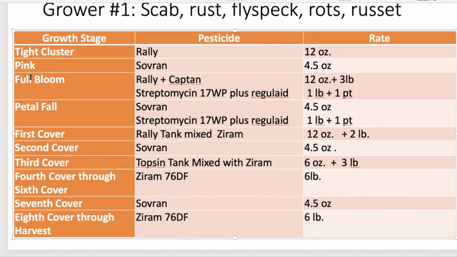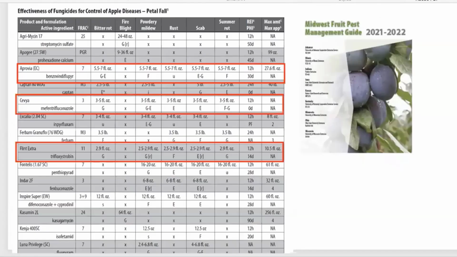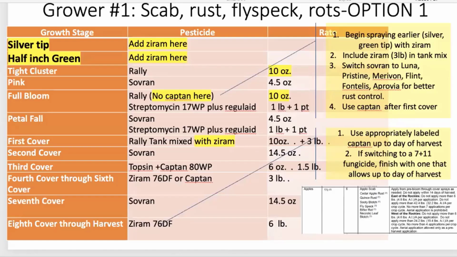Actually, one of the issues going on with rust is Captan doesn't work really well on rust, and rust actually really starts to come in later on. One of the interesting things is Rally is excellent for rust, but Sovereign, not so much. And if I go down, let me see, over to this slide.